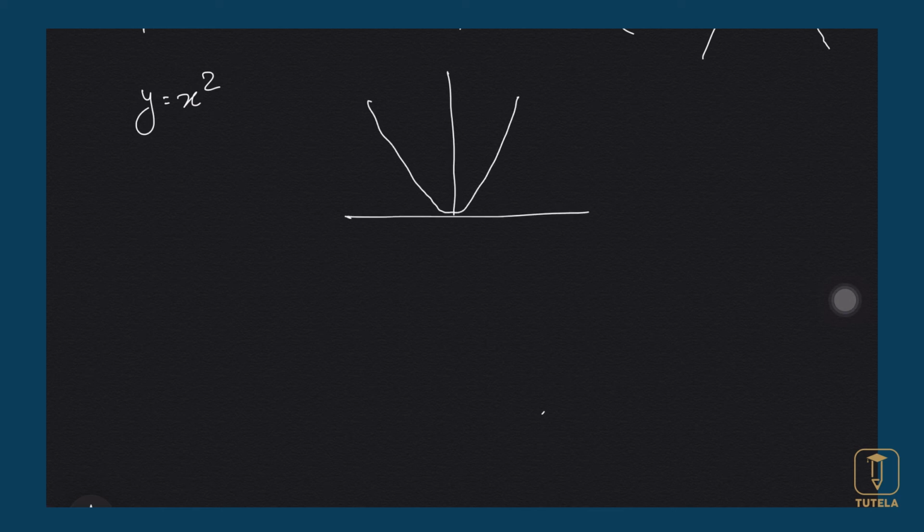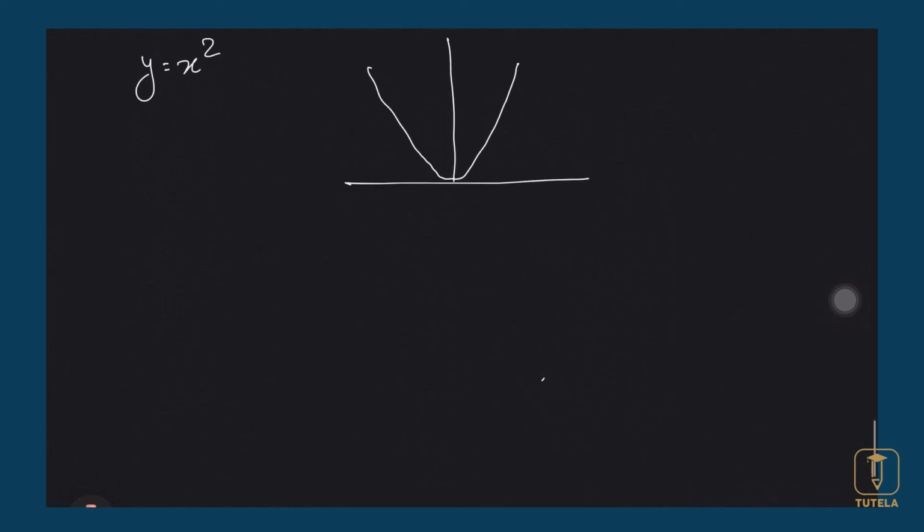So now moving forward, we have the graph shifting. For graph shifting, I'll just consider a very easy equation, simply y is equal to x square. So y is equal to x square will be a parabola passing through the origin. And since the coefficient of x square is positive, it will open upward.